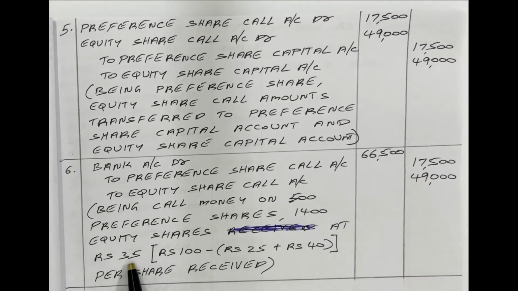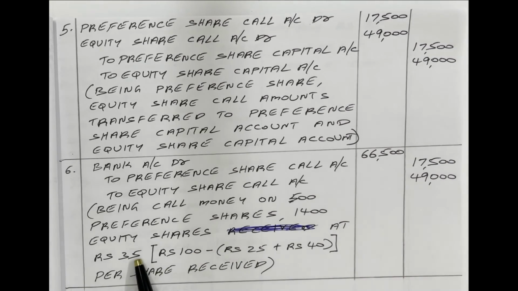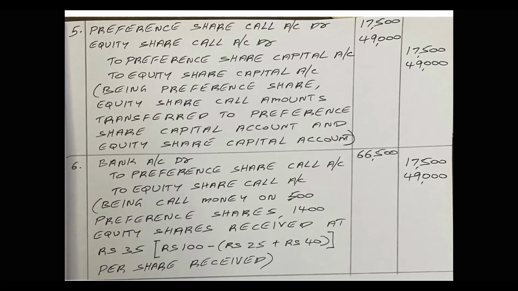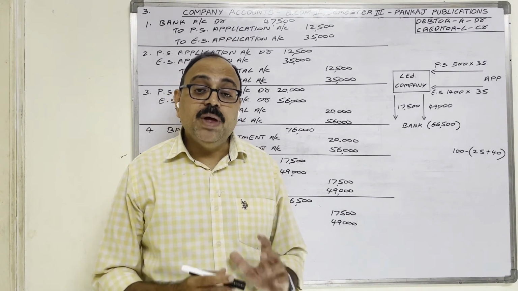How did 35 come? 100 minus 25 plus 40, that is 65. 100 minus 65, 35. This is the call money. On equity share and on preference share, call money is the same, 35 rupees per share received. Take a screenshot of the journal. Next page. Journal is completed. Next, let us see how to prepare the balance sheet.